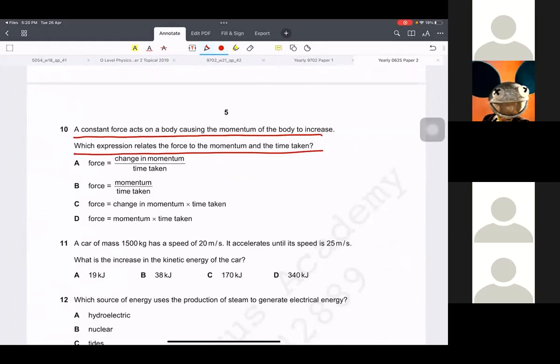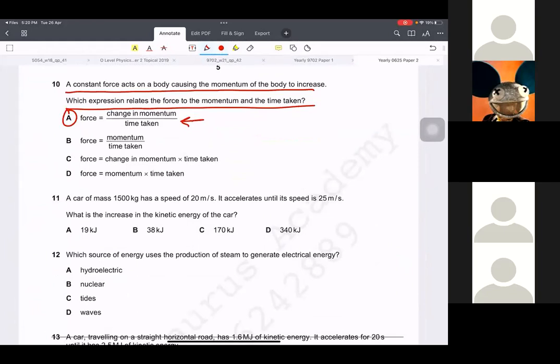Okay, so force is change in momentum per unit time. So it's pretty much the same, that is the correct answer. The car of mass is at this speed, this accelerates to this. What is the increase in kinetic energy?